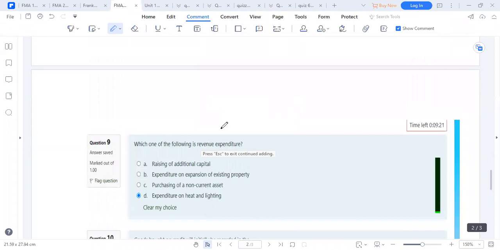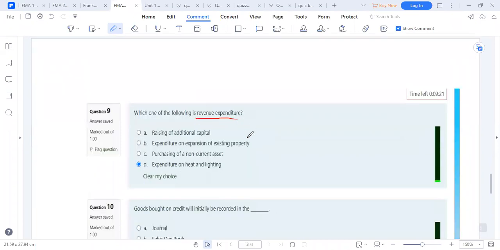So which one of the following is revenue expenditure? Expenditure on heating and lighting. It's revenue. How? Revenue expenditure is simply for facilitating the usage of assets, it's an operational cost. Repairs on fittings, those are revenue expenditure. They're found in the income statement. Heating and lighting, those are revenue expenditure. Salaries, yes.